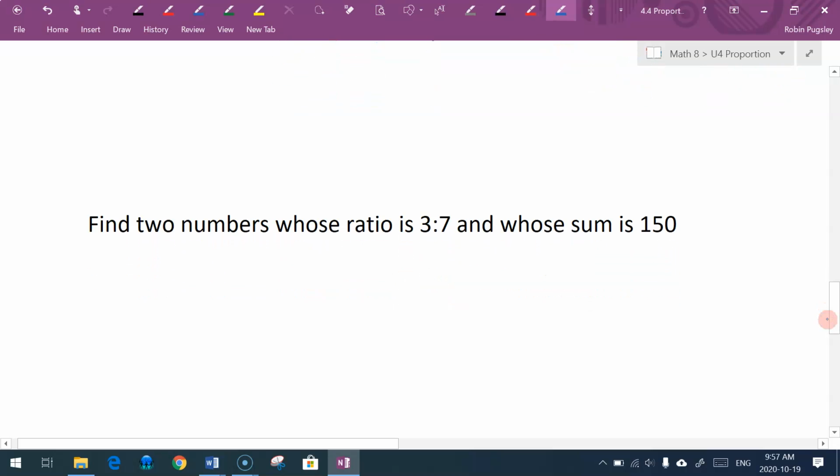Find 2 numbers whose ratio is 3 to 7 and whose sum is 150. This is another example of 2 numbers that add together for a total of 150. Again, you can choose one of 2 ways. Well, the first number out of 10, because those add to 10, the sum is 10. 3 as compared to a sum of 10 equals what as compared to a sum of 150? Times by 15, right?